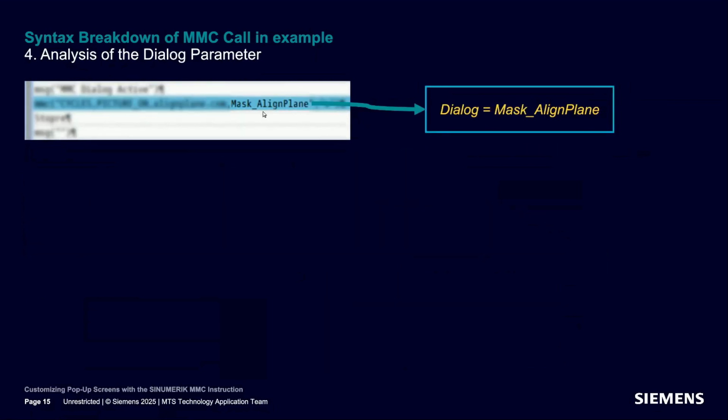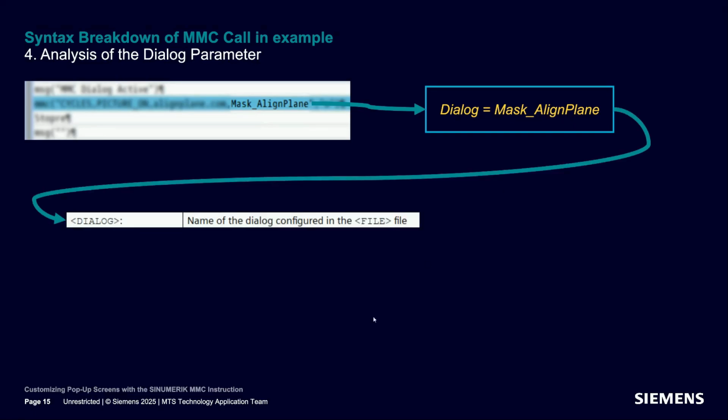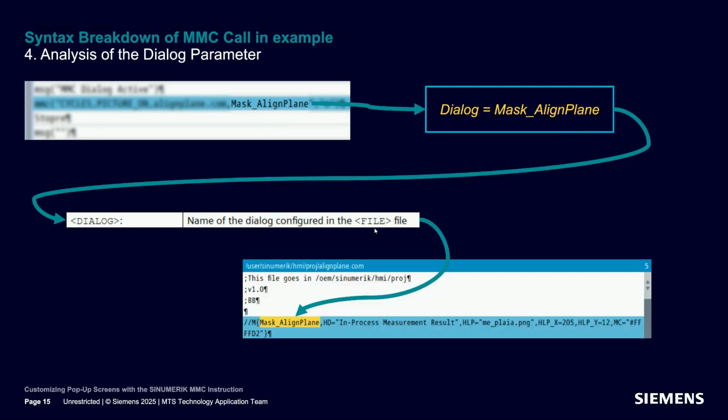And the next argument is our mask. So every file could have one or more masks defined within it. And here we have the dialog set to mask underscore align plane. In our manual, again, it just really tells us that it has to be the dialog configured in the file. And here I pulled up a snippet of the actual alignplane.com file to show you where we call out in the mask definition the name of the dialog.